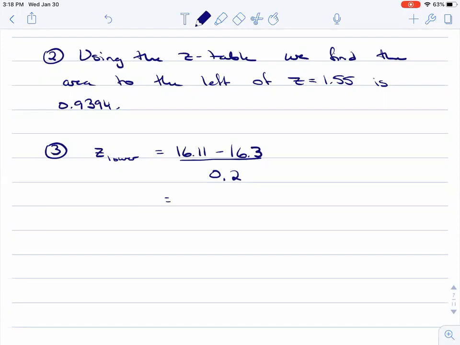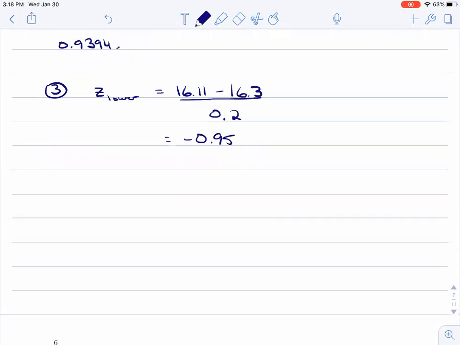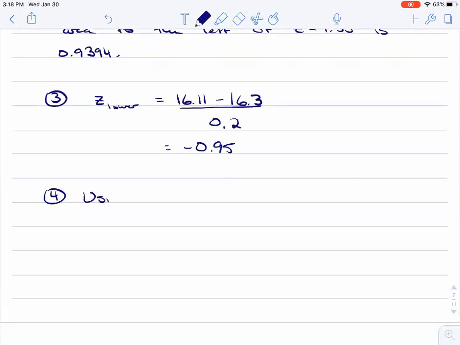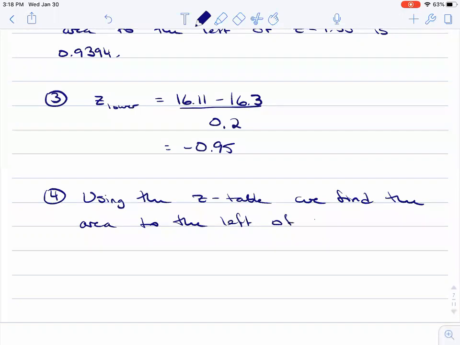which is negative 0.95. Step 4. Using the Z table, we find the area to the left of Z equal to negative 0.95 is what?